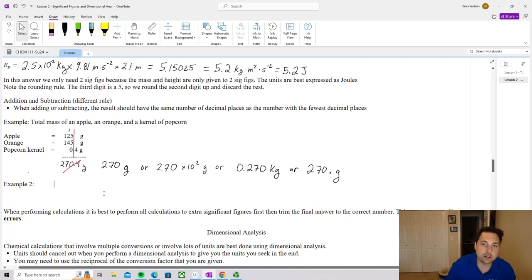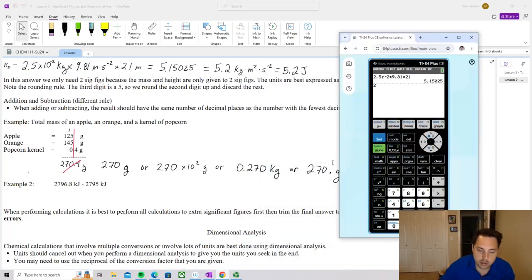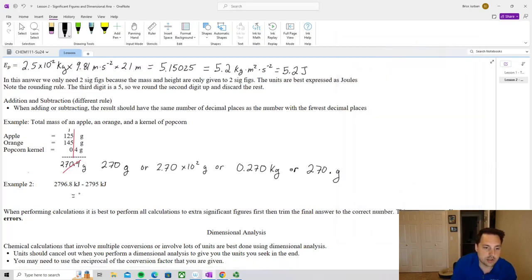All right, then what if we wanted to subtract a value? Let's take one like this, for example, 2,796.8 kilojoules, and we subtract 2,795 kilojoules from it. When we go to do this calculation, we can just use our calculator here. We can do 2,796.8, subtract 2,795, and we get 1.8, right? Well, the answer is not 1.8. Why is it not 1.8?